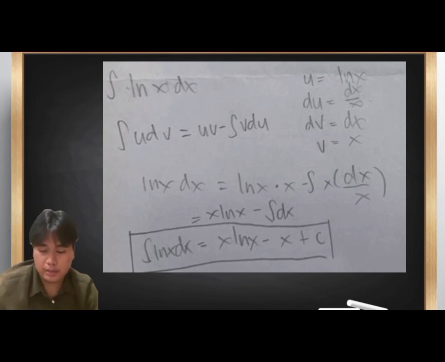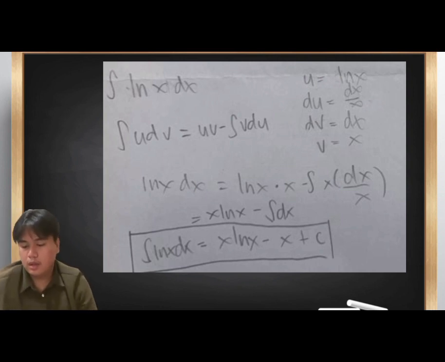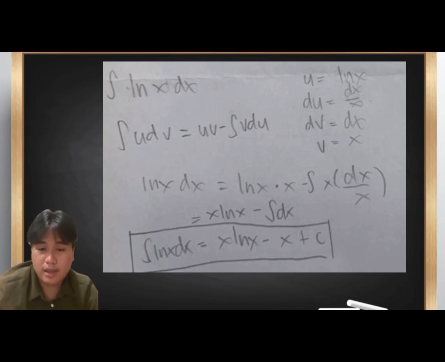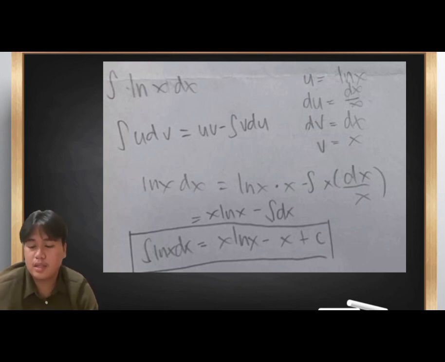Now we integrate. x ln x minus the integral of dx, which is x. So since we are done, we will add our arbitrary constant, which is c. So our final answer is the integral of ln x dx equals x ln x minus x plus c.